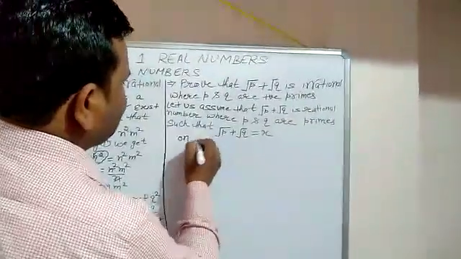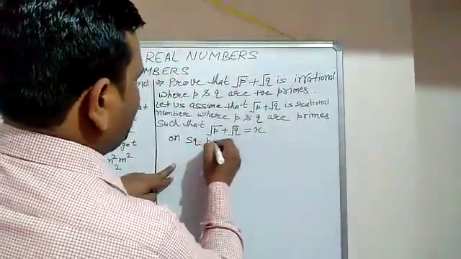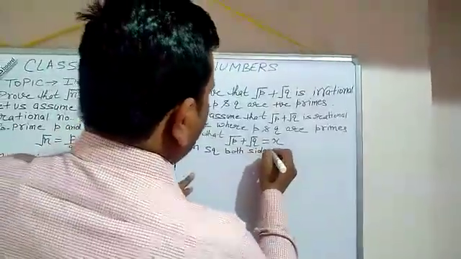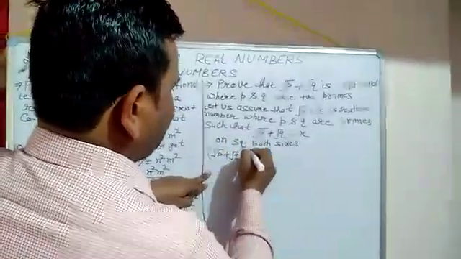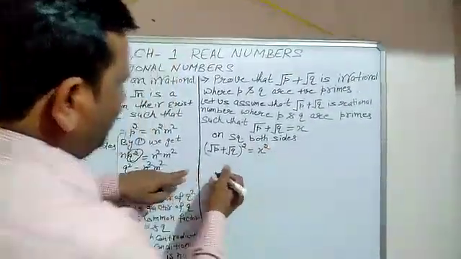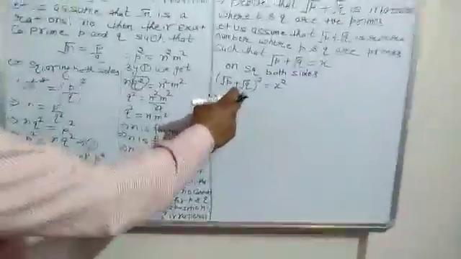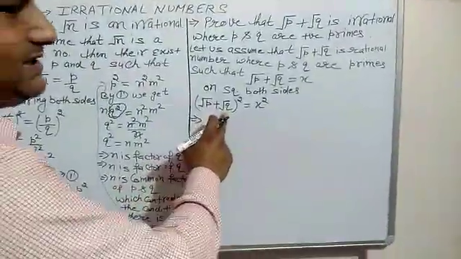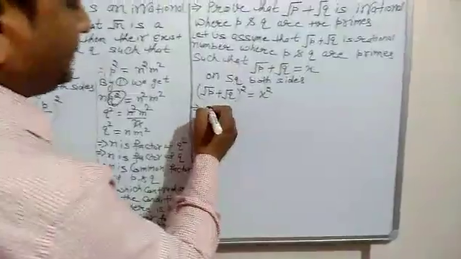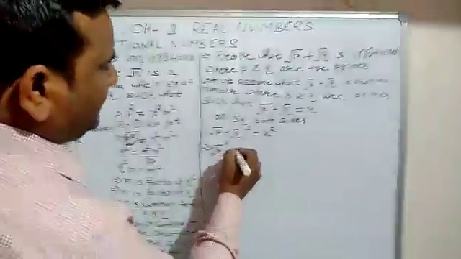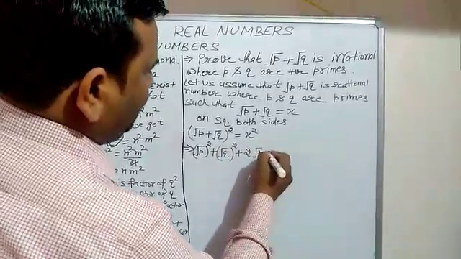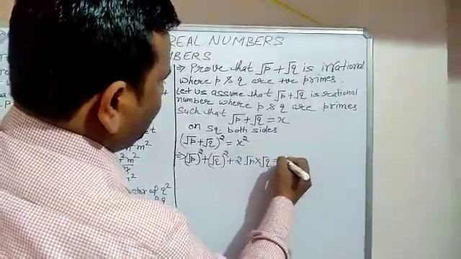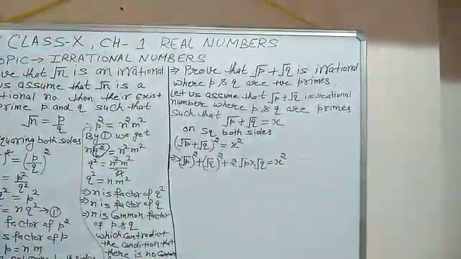On squaring both sides, we get root p plus root q whole square is equal to x square. It further implies, you can see this is a plus b whole square, that is your identity, which is equal to a square plus b square plus 2ab. Here it is root p square plus root q square plus 2 times root p into root q, according to the square identity, is equal to x square.